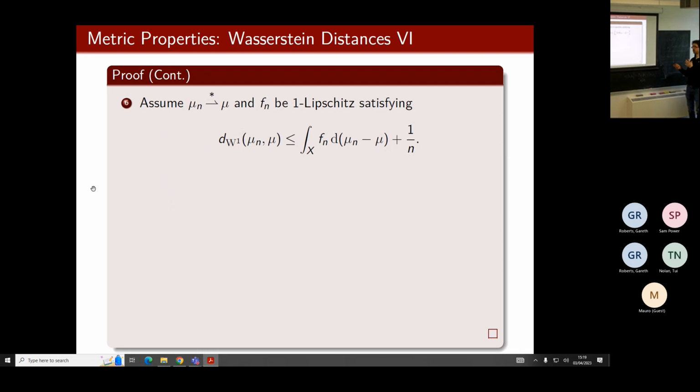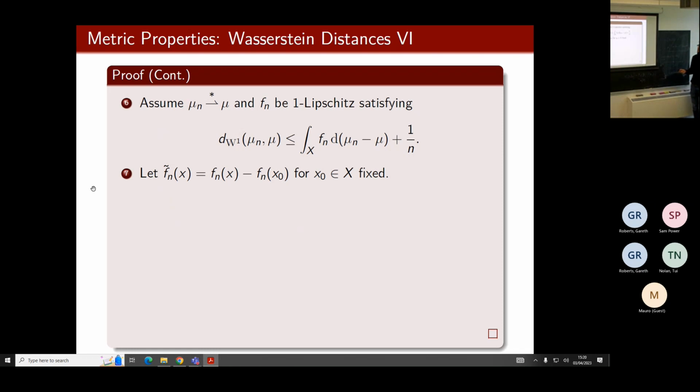So all I've not wanted to assume is that there exists some fn which achieves the maximum in the Kantorovich-Rubinstein formulation. If it does, then I could just choose fn to be that to maximize it. Instead, I've just chosen one that's arbitrarily close to the maximum, within 1 over n. So no problems there.